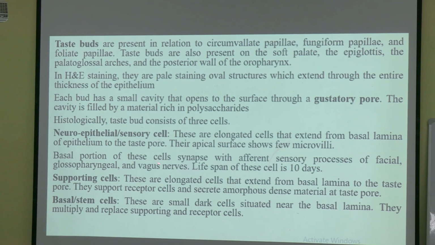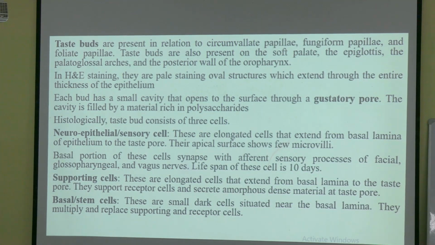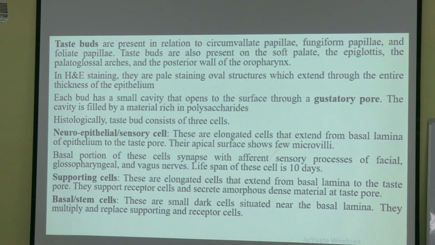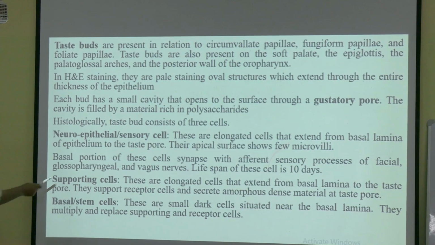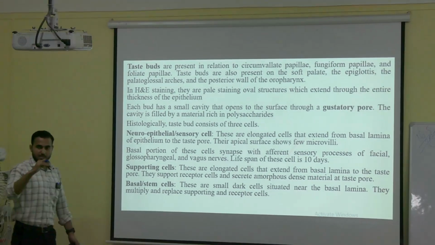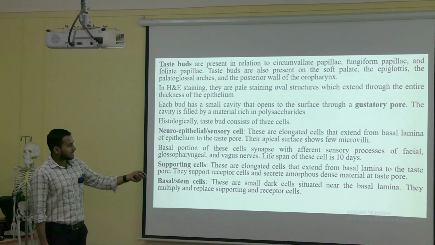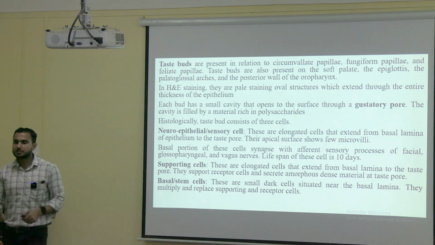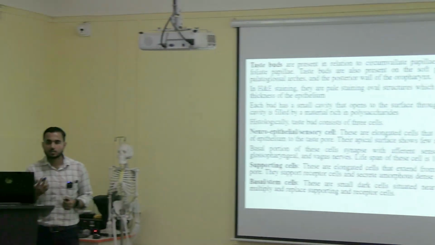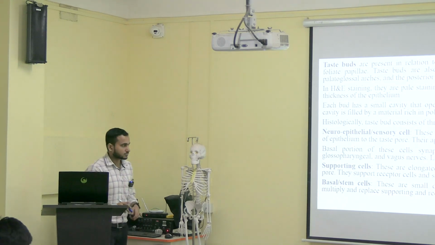Now the basal portion of these cells has synapses with the afferent sensory processes of the facial, glossopharyngeal and vagus nerves. Now why are these nerve fibers attached to this? In order to carry the taste. So these cells are very important. Their basal part is synapsing with the afferent sensory process of the facial nerve, glossopharyngeal nerve and vagus nerve. That means these are the nerves which will carry the taste from the various parts of the tongue.